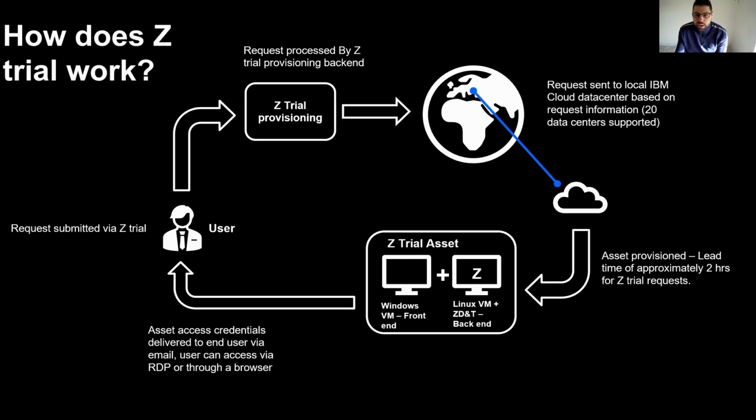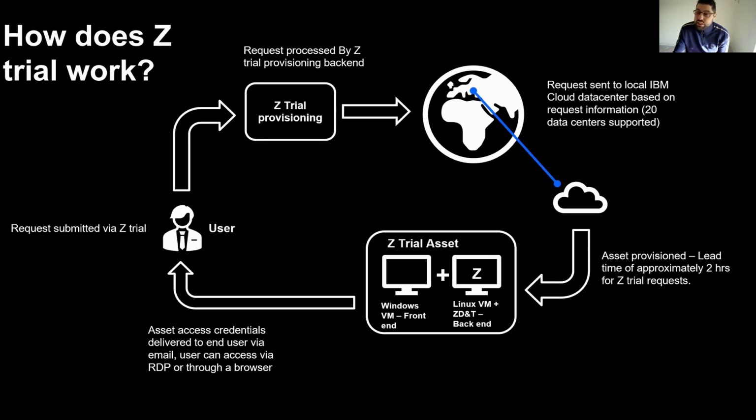And when you submit a request, all you require is an email address. We allow users to sign up for an IBM ID via our page. You don't have to do it separately. If you already have an IBM ID, you just log in using that. And once you've submitted that request, that goes to our Z trial provisioning backend. This is all automated. It requires no input from us whatsoever. What that provisioning backend does is it takes the information from your IBM ID, that is your email address and your location, so depending on where in the world you are, and it will start off our cloud provisioning system.